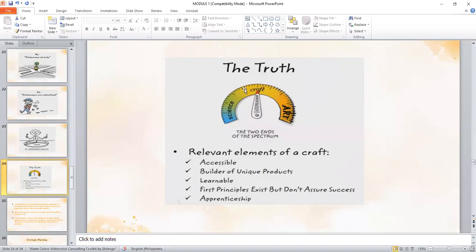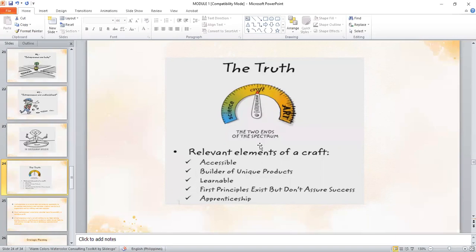So with this known, we have this thinking now that being an entrepreneur or venturing into being an entrepreneur is accessible to anybody. No specific requirement that you have to be smart, extra smart, or you have to be charismatic. Okay? It is a builder of unique products. So you innovate. That way you come up with something unique every day, every year, every month. From your original product, you innovate. So you build something that is unique. It's something that is learnable.